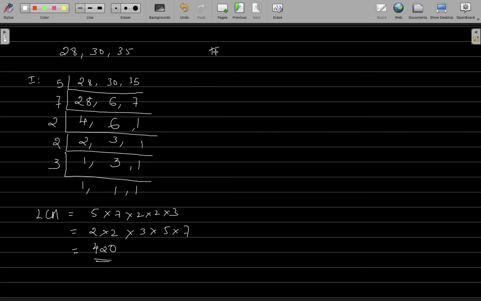Let us use the second method, which is the factor tree method. 28, when I factorize this, I can write 2 times 14 gives you 28, and this should give you 2 times 7. So the factors that you have are 2 times 2 times 7. So 28, I can write it as 2 times 2 times 7.